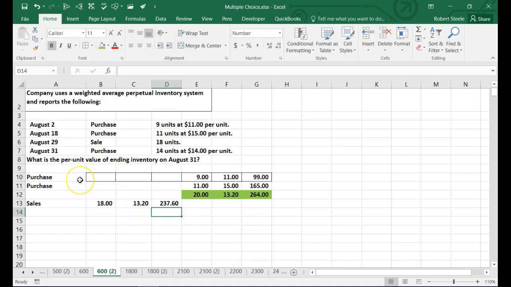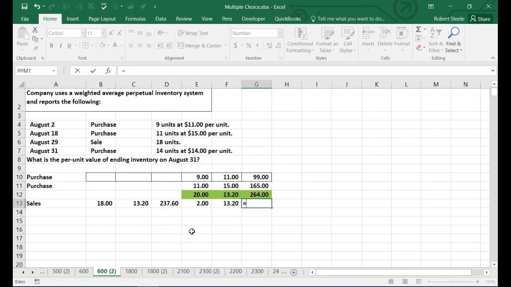If we did, we'd need 3 more columns here giving us the sales side of it. But we're only dealing with the cost side of it. That's why we're just using these 6 columns. And now we're going to see what's left there. Well, we had 20, and we just sold 18. Therefore, we've got 20 minus 18 left, or, of course, 2. And we know that they all cost 13.2 because that's the average.